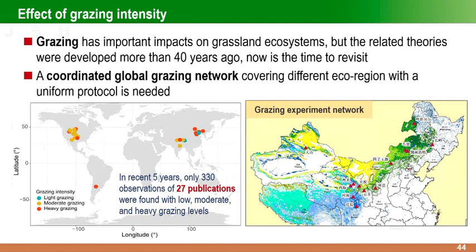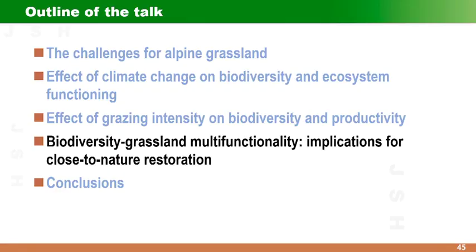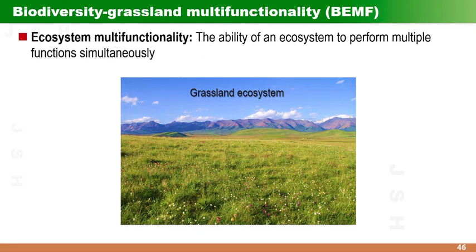So we already have one grazing experimental network across China. We have 12 sites. We try to follow the same protocol. We will see how the grazing affected the ecosystem from the east to the west along a gradient of precipitation. So next, I will talk about the grassland multifunctionality, for the implications for the close to nature restoration.